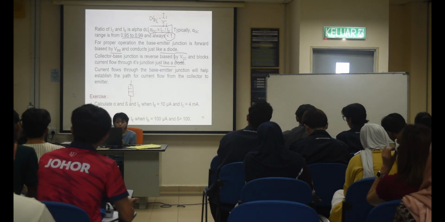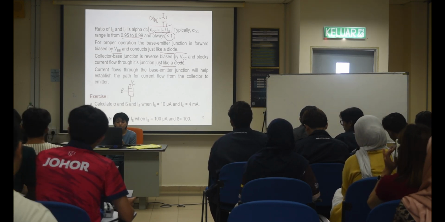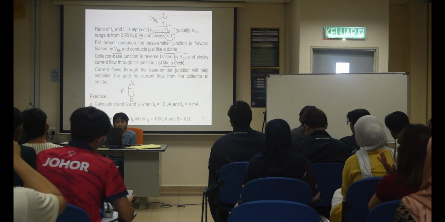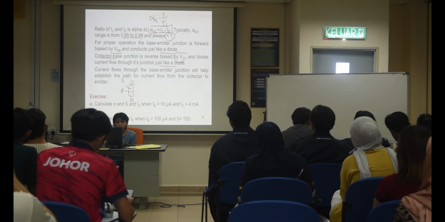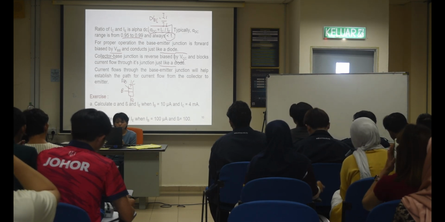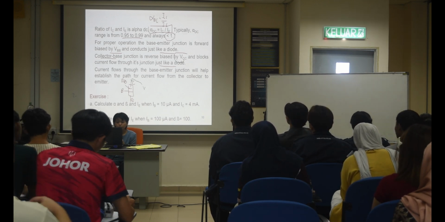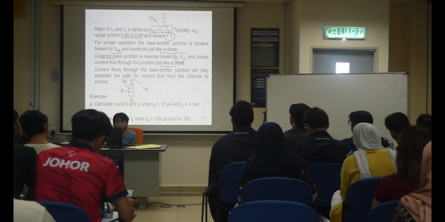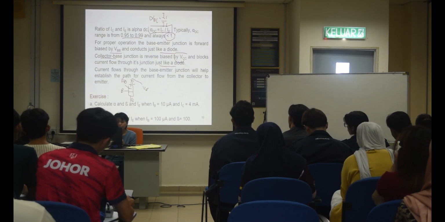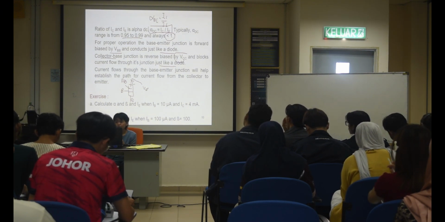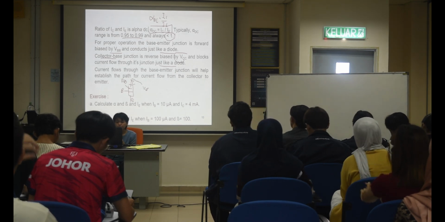Here, this one is your collector, this one is your base, this one is your emitter. At the collector-base junction, this one is reverse bias. So when current comes in from your VCC, it blocks the current like a diode. Because it is reverse bias, it blocks the current. Understand? And then the current goes through the other junction, the diode.